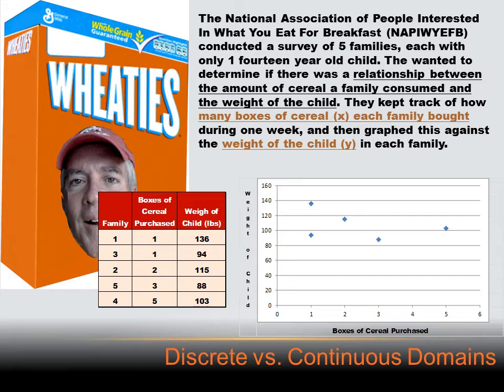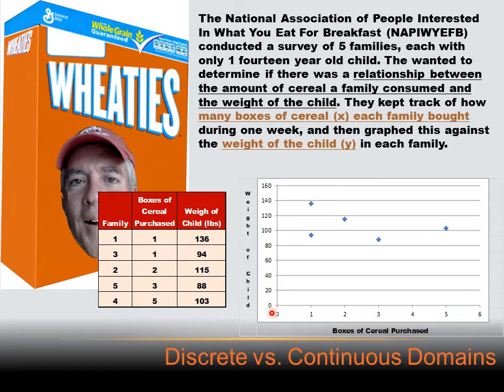Have you thought about it? Do you have an answer? Well, I do, and here's why. I don't have a line on here, because if I had a line on here, that would imply that I could go to a half a box right there and go up to the line and then come over and figure out what the weight of the child was. But I can't buy a half a box.